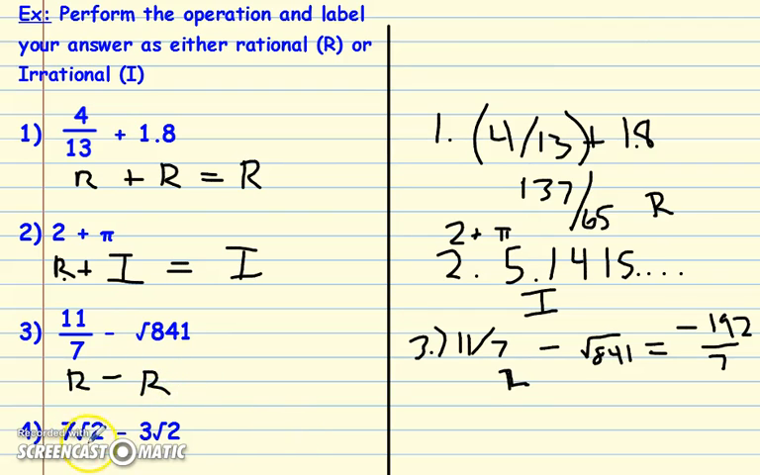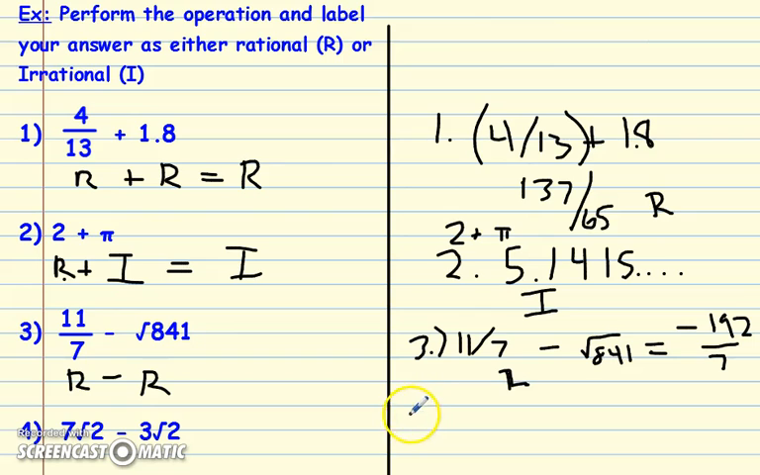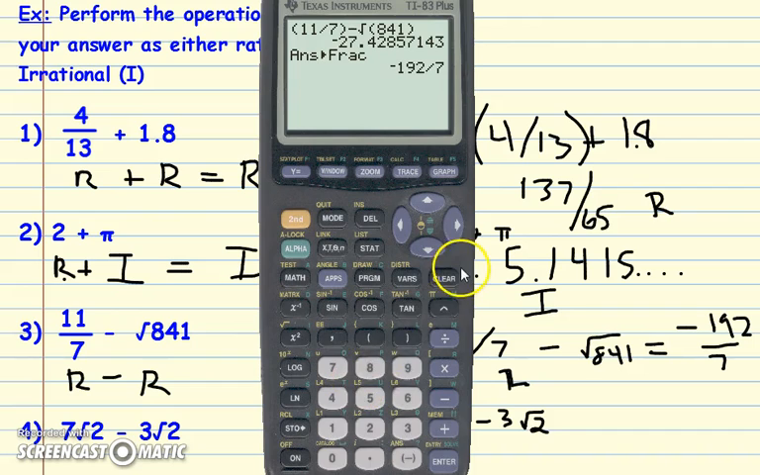All right, so I've got the next one, 7 square root of 2 minus 3 square root of 2. Again, some square roots are rational, some of them are not. I'm not sure what this one is. So I'm going to just do it in my calculator. And I'm going to go 7, and since it's right next to it, I can just do right next to it, which means times minus 3 square root of 2. I don't know if these are rational or irrational, so let's just try it out.